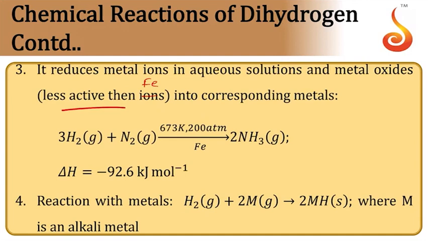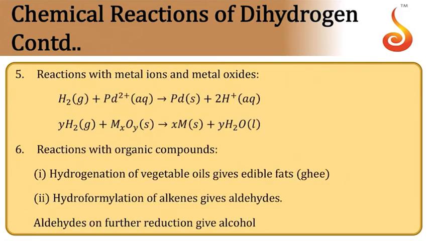The first one is the reaction with nitrogen, which forms ammonia gas. With metals it forms metal hydrides. And it even reduces metal ions or metal oxides to the corresponding metals, but the metal must be less active when compared to iron.